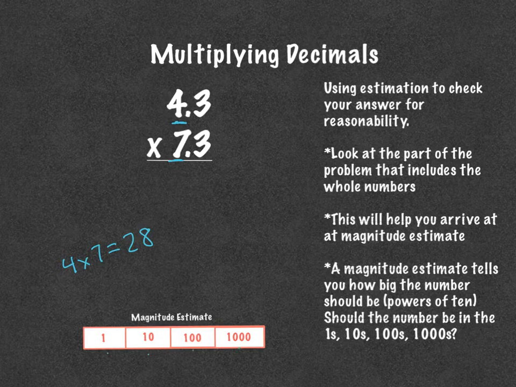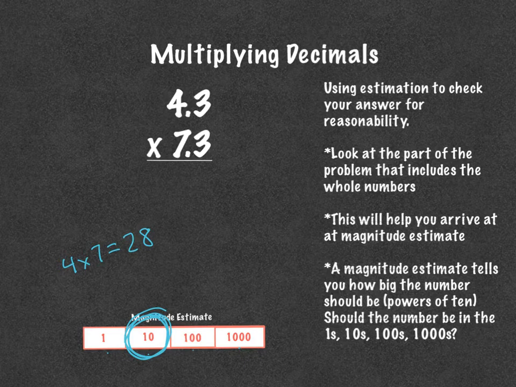This can be really important when you're multiplying by decimals, because if you forget to put your decimal in, it's going to be much larger than it should be. So our answer should be somewhere in the tens place. All right, so now that we've predicted what our work is going to look like, we're ready to actually multiply.